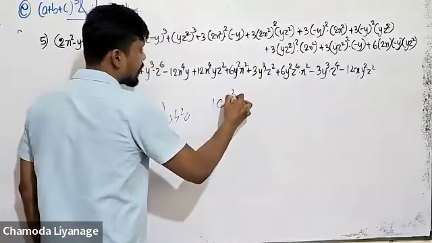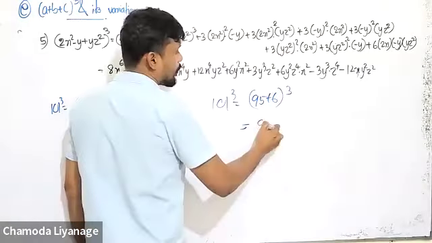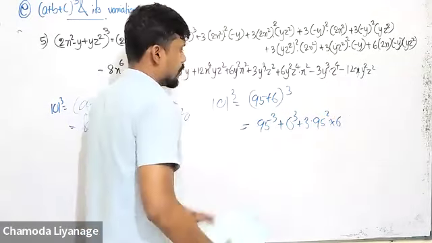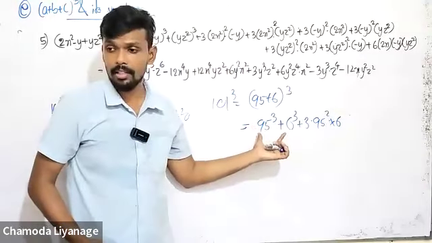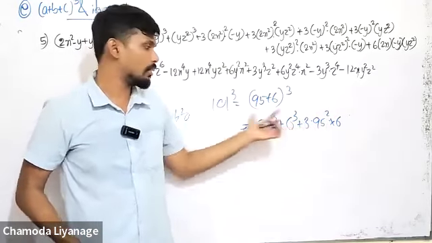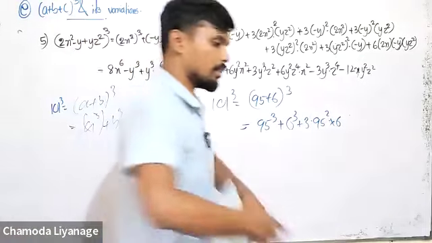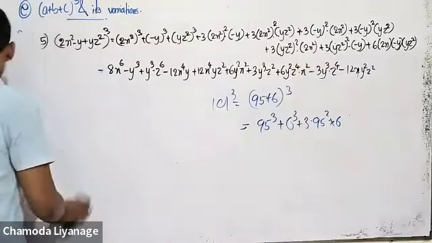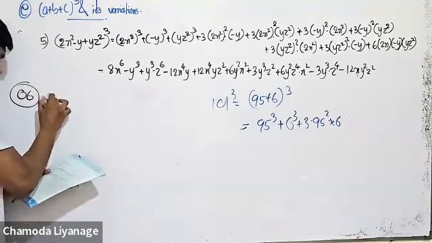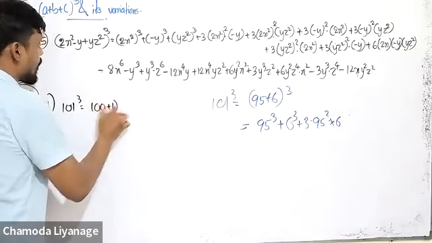But if we write like this, 95 plus 6 cube, that is 95 cube plus 6 cube plus 3 into 95 squared into 6. Are they easy to find? Do we know the value of 95 cube? 6 cube? No, right? So these are very hard to simplify. But if we write like this, for the first one, 101 cube, we can write 100 plus 1.